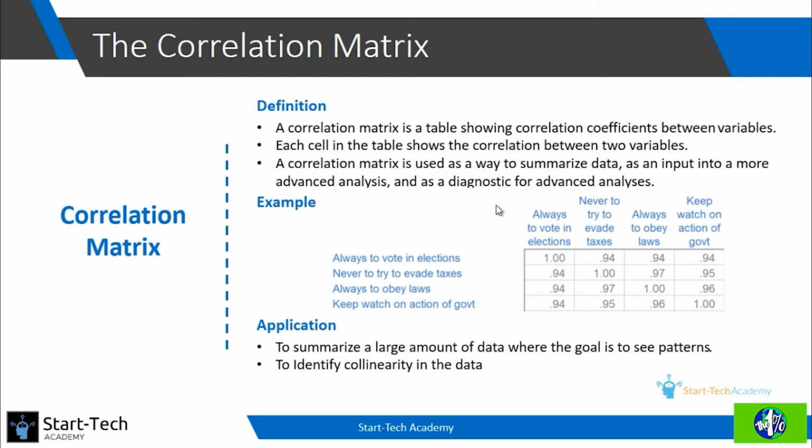When you have a data set with multiple variables, we may want to see the correlation coefficient for each pair of variables. There is a tabular format in which we take all the variables on top like this and all those variables on the left also like this, and then for each combination of these two variables, say for this never to try to evade taxes and always to vote in elections, so this cell, so this combination of these two variables, correlation coefficient is mentioned in the corresponding cell. This table is called correlation matrix.